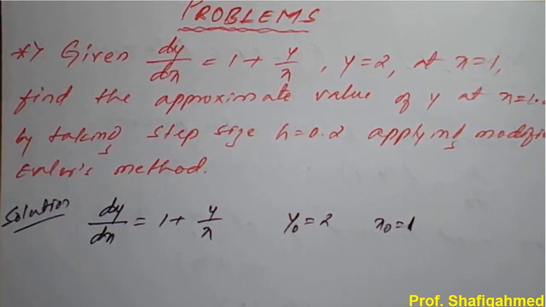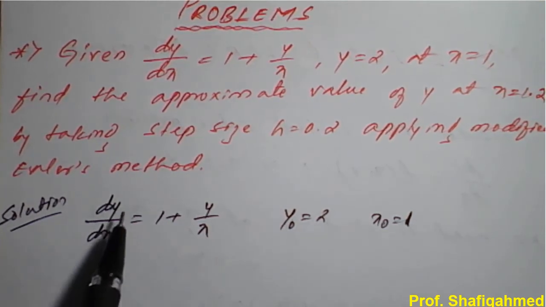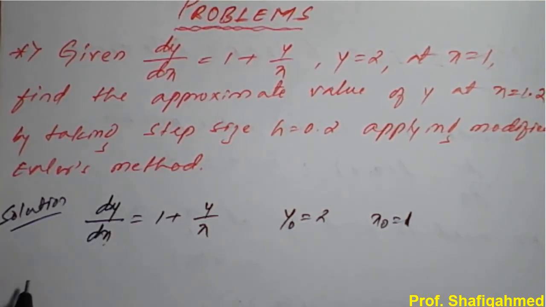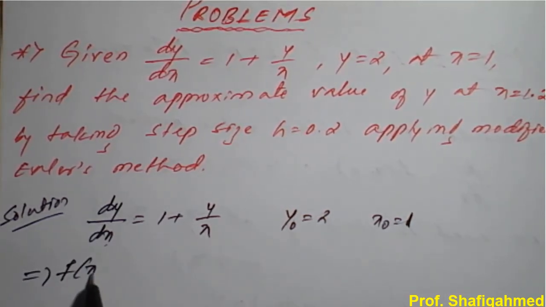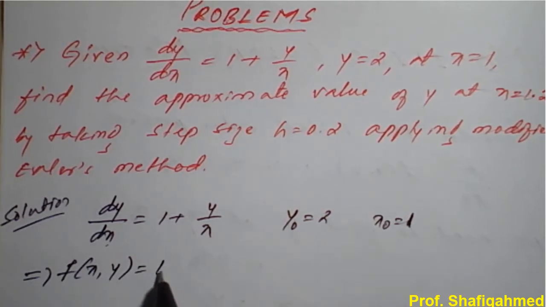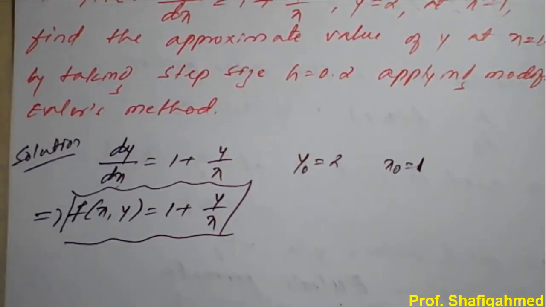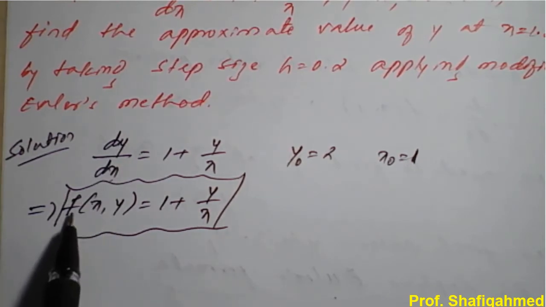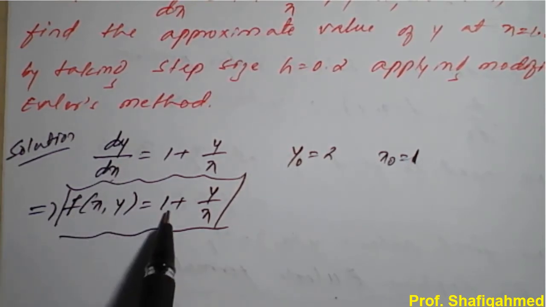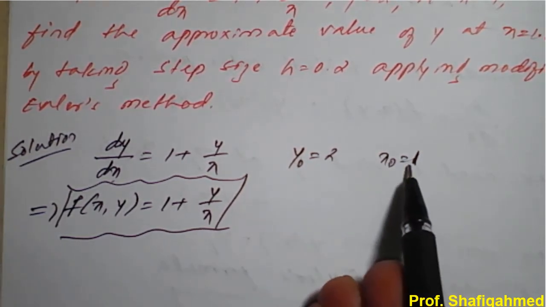So here we have collected the data. Given dy/dx can also be written as f(x, y) = 1 + y/x. This is a very important step. So dy/dx is renamed as f(x, y) = 1 + y/x, and we know the y0 value is 2 and the x0 value is 1 from the given question.